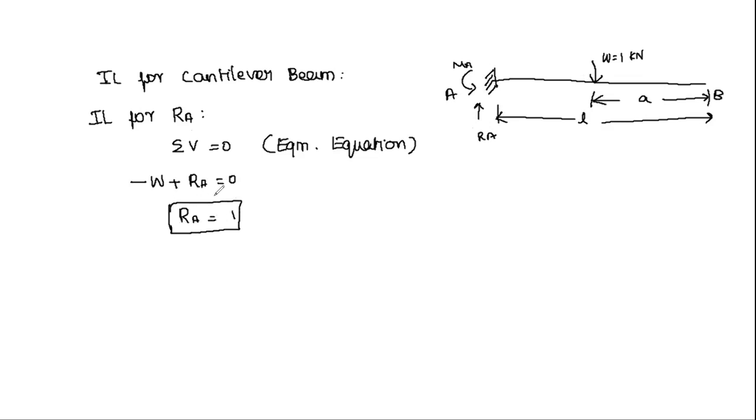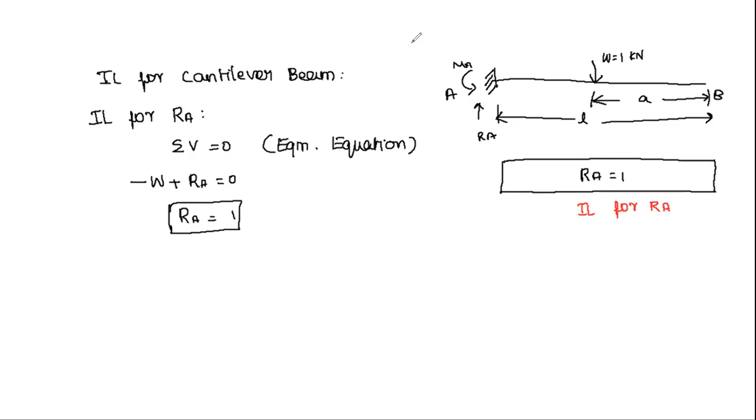So in the previous cases, while we derived the influence line for simply supported beam, we had the general equations in terms of L and A. So we have applied the boundary conditions there. But here the RA value is 1, which is constant. So what will be the influence line diagram? The influence line diagram will be a beam over which here also it will be 1, and here also it will be 1. So it is a rectangle of intensity 1, RA equal to 1. So this is the influence line for RA.